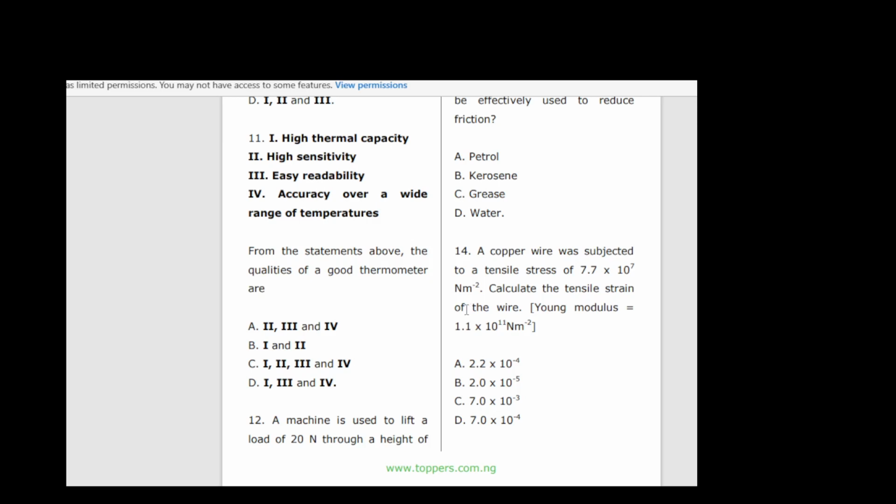So the question is, Roman figure 1, high thermal capacity. Roman figure 2, high sensitivity. Roman figure 3, easy readability. Roman figure 4, accuracy over a wide range of temperature. From the statement above, the qualities of a good thermometer are, so which one will be the right answer? A, that's Roman figure 2, 3, and 4. Do we all agree with him? Yes, sir. All right, so that's correct. I believe everybody understands this now.